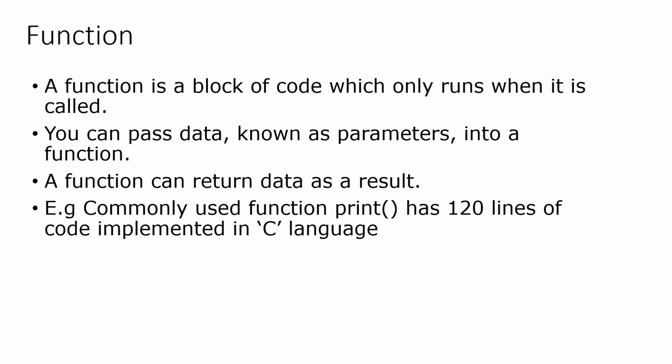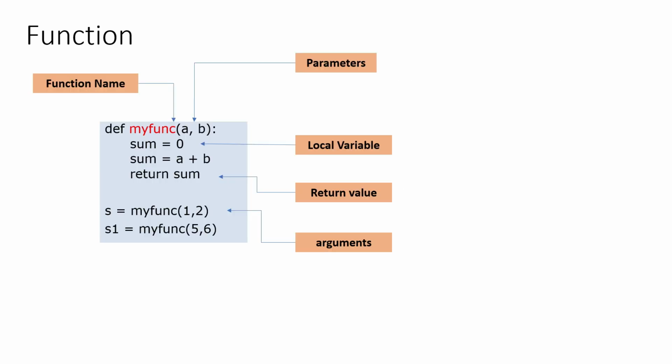But if you look at the code, the print statement has 120 lines of code implemented in C language. It has 120 lines of code because it does a lot of error checking and it also needs to take care of printing hex codes or Unicode characters and different other types of characters. So it has to take a lot of things into consideration. So that is what a function is. A function is a block of code. You give it input and it gives you output.